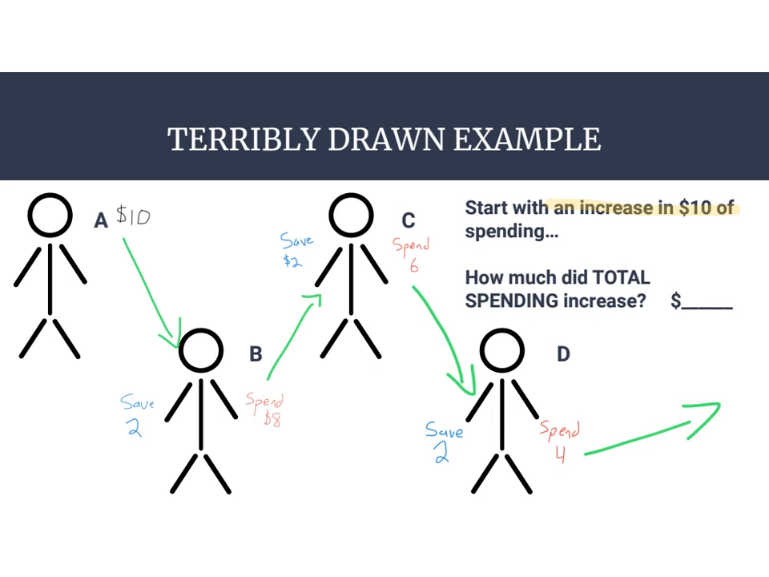So the question is, how much did total spending increase? We started with an increase of $10 of spending, but how much did total spending increase? We have the $10 of spending from person A, the $8 of spending from person B, the $6 of spending from person C, and the $4 of spending from person D. And so the total spending has increased by $28. So we started with $10, but because of the multiplier effect, total spending increased by $28. Sounds crazy, I know, but this obviously has an impact on the macroeconomy.